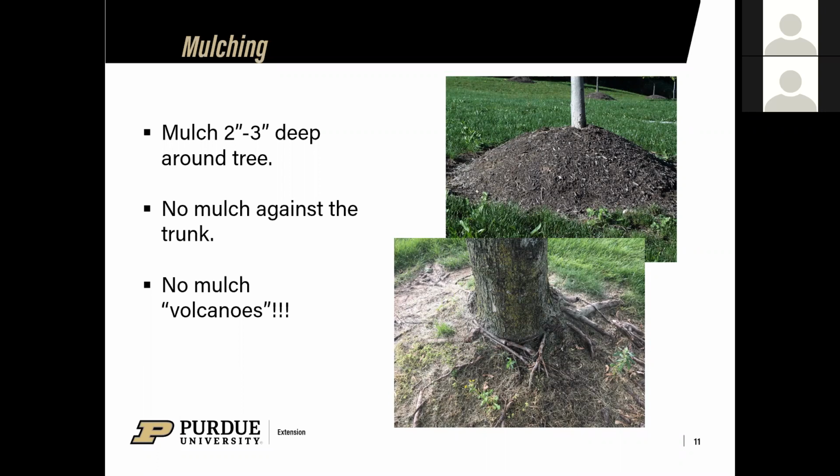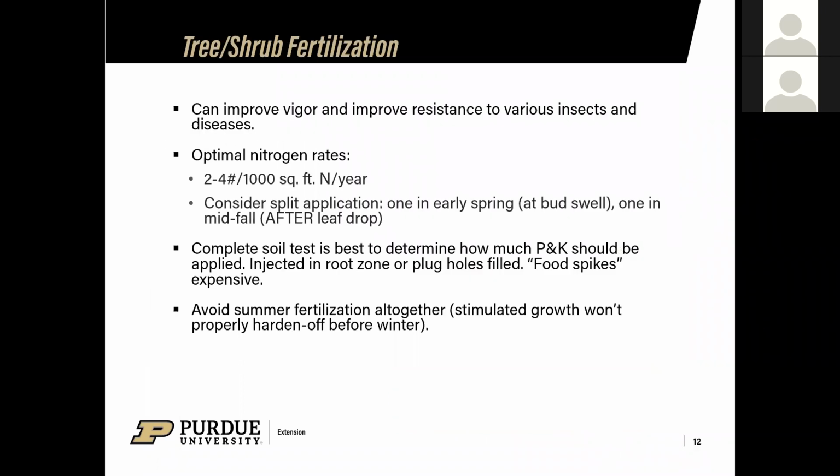So mulch is good. It keeps weeds down. It keeps moisture in that root zone. It keeps people like me with weed string trimmers away from trunks. So mulch is good, but again, 3 to 4 inches of mulch on top of the root zone, tapered off to nothing up next to the trunk. So avoid the volcano piles of mulch.